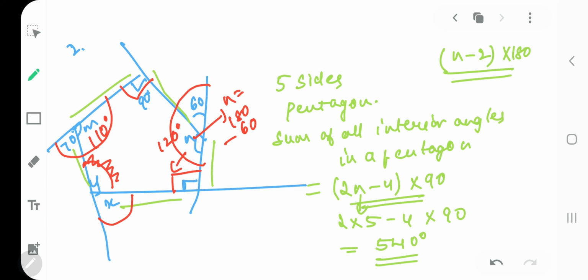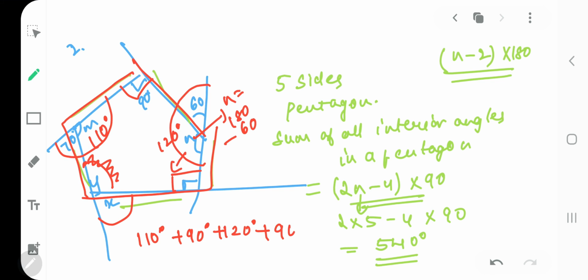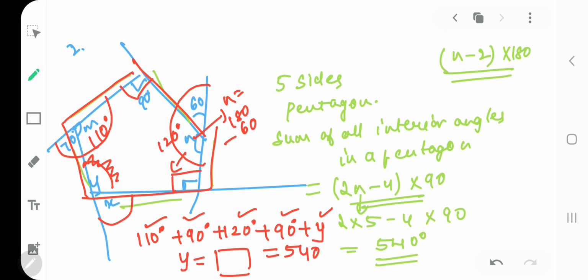For finding y, because we have the sum of all the interior angles to be 540, can I write 110, that is angle m, plus 90 plus 120 plus again 90 plus y is equal to 540, because the sum of all the interior angles in a pentagon is equal to 540. From there, my dear kids, I'll get the value of y. Yes or no? Yes, I'll get the value of y as 130. That means you have to add all these numbers and subtract from 540. You will get the value of y as 130.